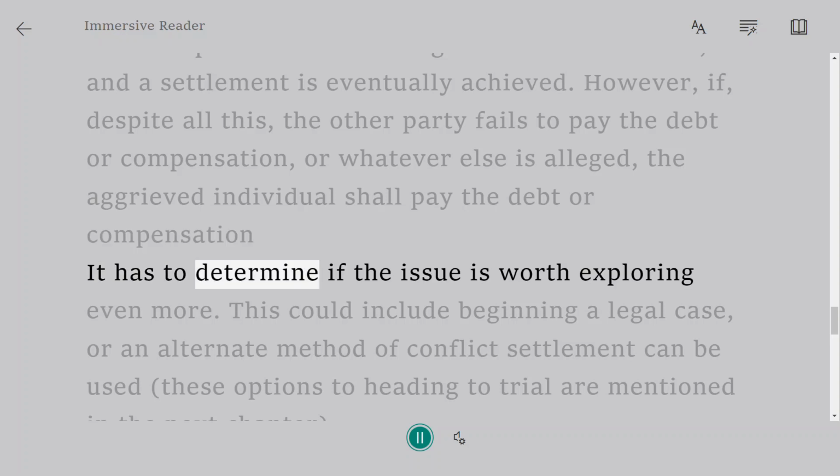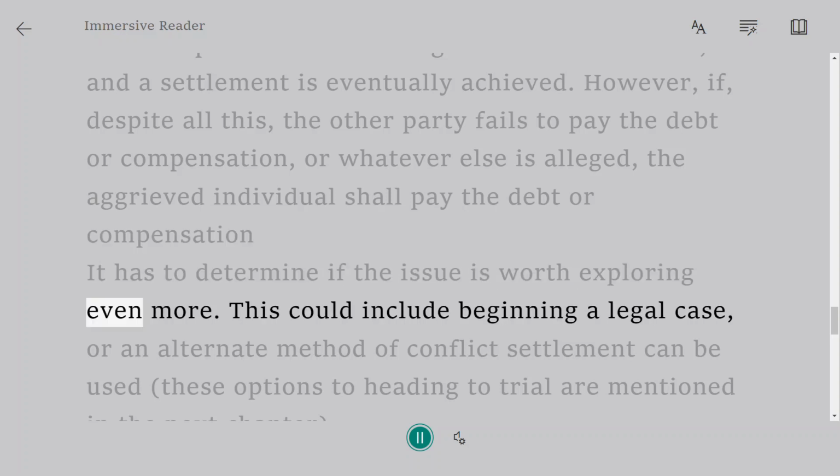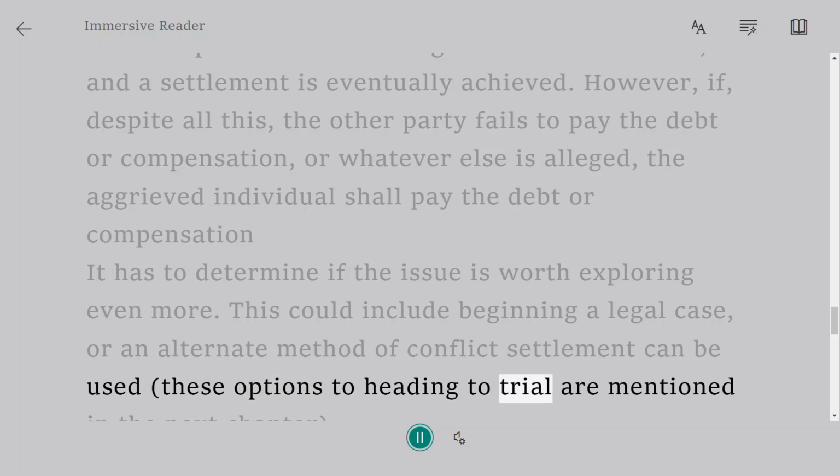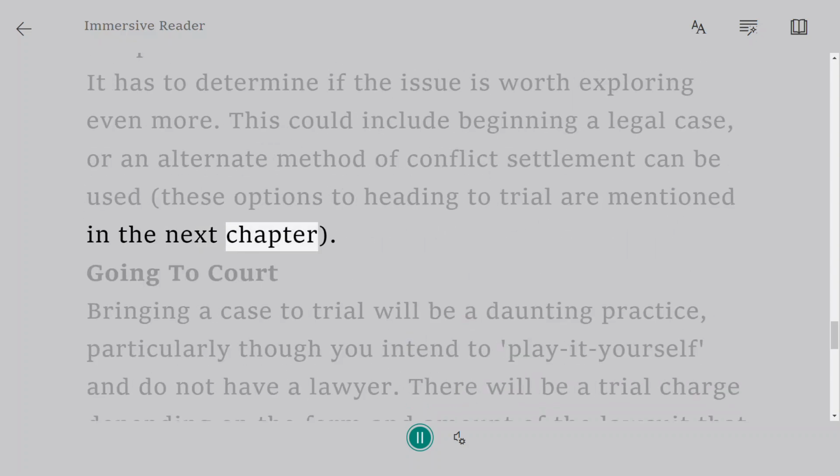the aggrieved individual has to determine if the issue is worth exploring even more. This could include beginning a legal case, or an alternate method of conflict settlement can be used. These options to heading to trial are mentioned in the next chapter.